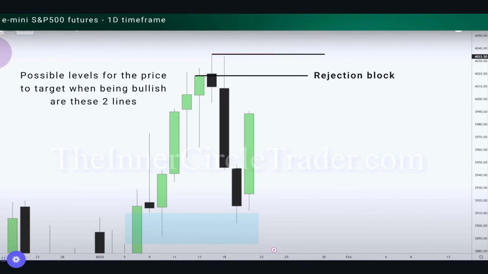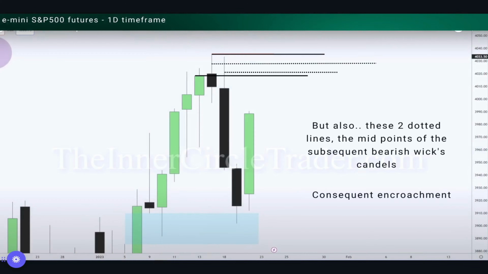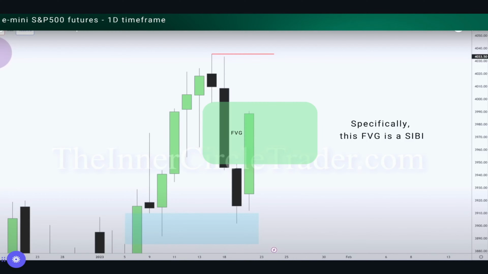ICT tells us that there are possible levels for the price to target if the price goes higher and so if we are bullish. And those would be those two black lines. ICT mentions also these two dotted lines as the midpoint of the subsequent bearish wick candles. That is what he refers to as consequent encroachment. We can see also here that we have a big fair value gap, and specifically this fair value gap is a CB, sell side imbalance, buy side inefficiency.